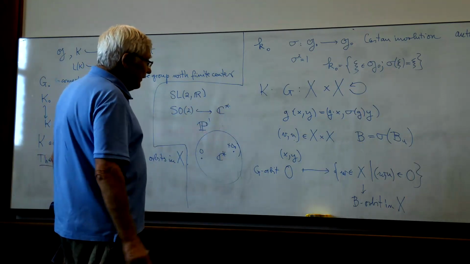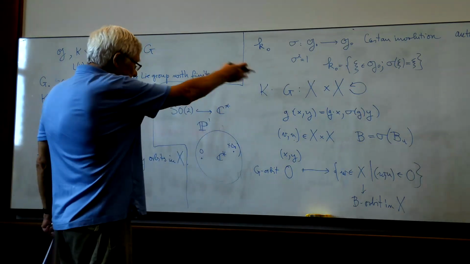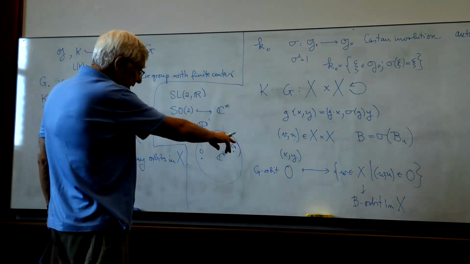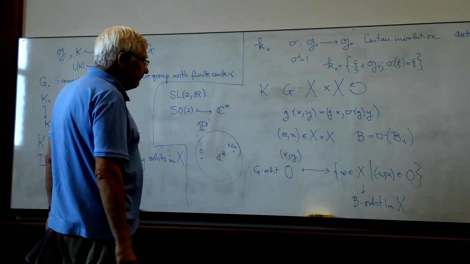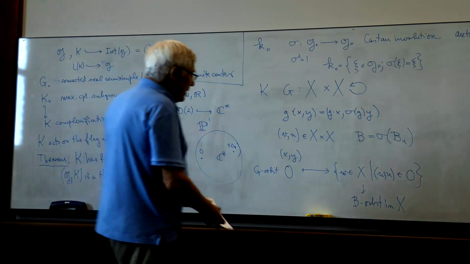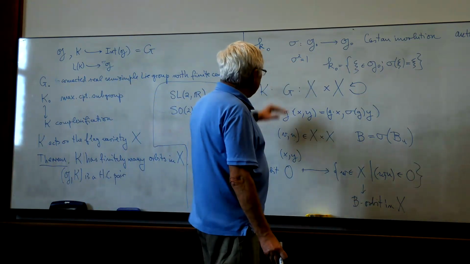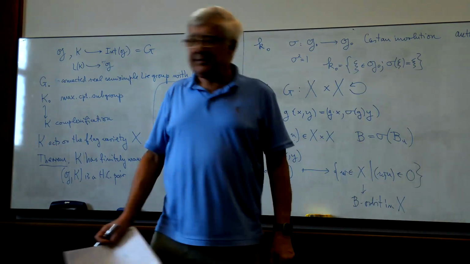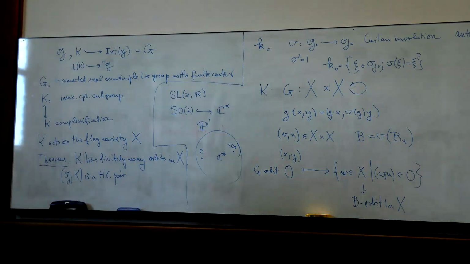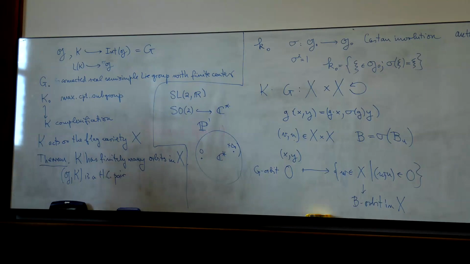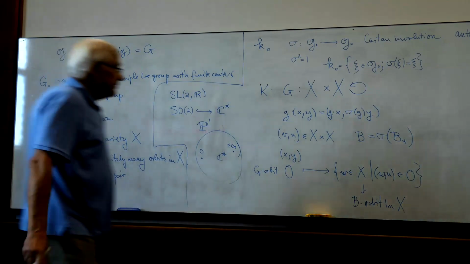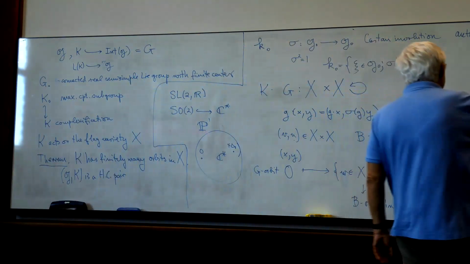Therefore, this map is a bijection between G orbits in X cross X under this action, and B orbits in X. So by Bruhat's lemma, this is finite, so the number of G orbits is finite. So this is the first step, which is just Bruhat's lemma.